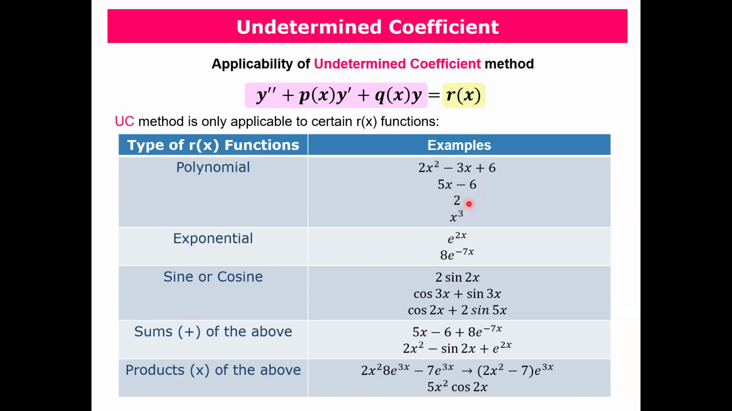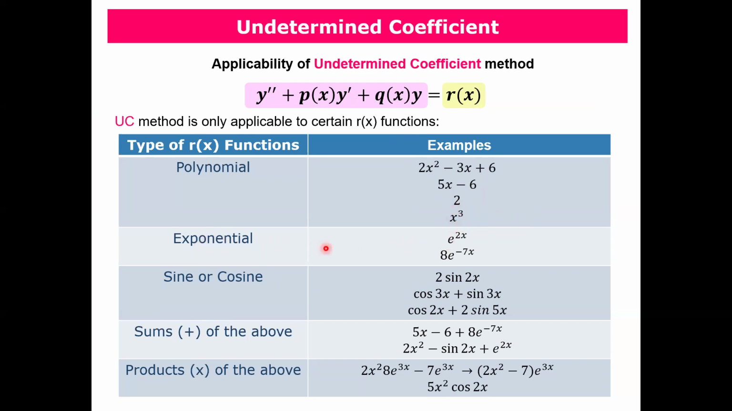Just want to highlight here that a constant 2 is also a polynomial, but there is an invisible x power of 0 over here. And this is also a polynomial function, x cubed, but all the coefficients for x squared, x, and x power of 0 are 0 here. So we have only x power of 3.